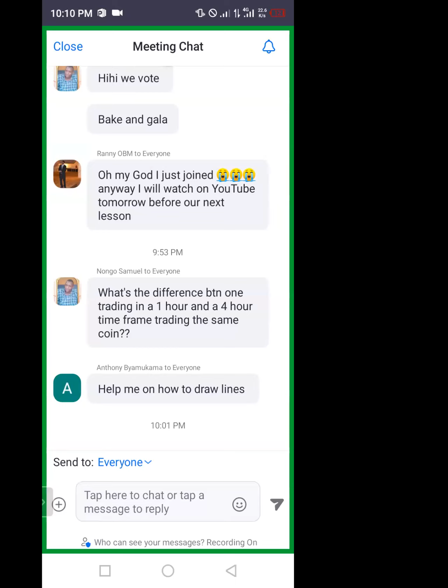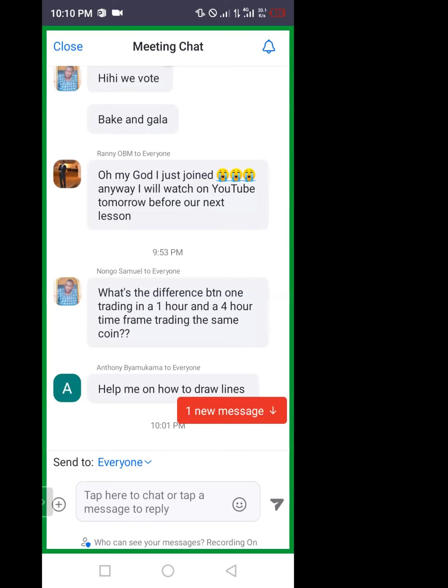For someone to be a good trader, it is okay to do your analysis in a bigger time frame, and then you can enter in the smaller time frame. Personally, the reason I like looking at 4 hours, first of all, is I don't want to be on pressure, because in the smaller time frame there is a lot of noise.